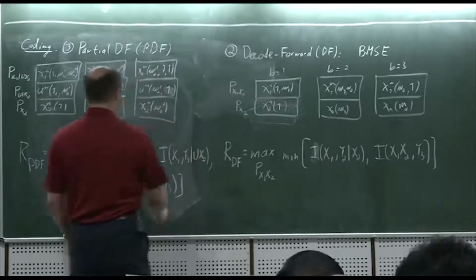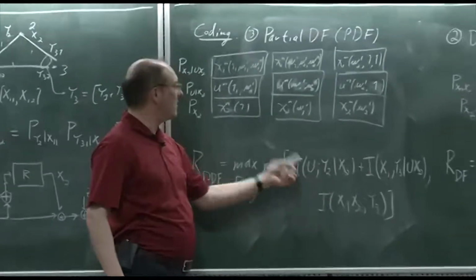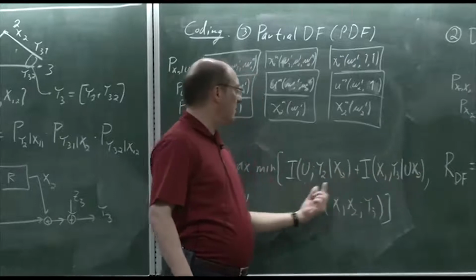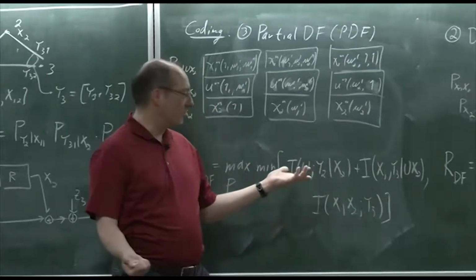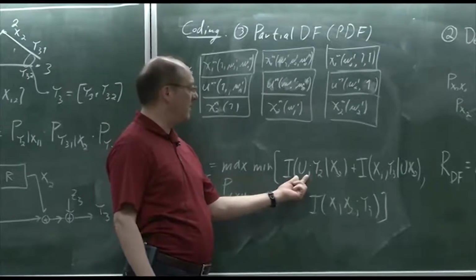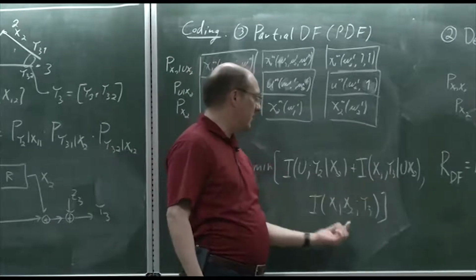In particular, you can easily see if we choose u to be x1, if u is x1 already, then this term will disappear and we'll just recover decode forward. Or alternatively, we could choose u to be nothing, like a constant, then we don't get it. Then we get something lower, so that doesn't work.